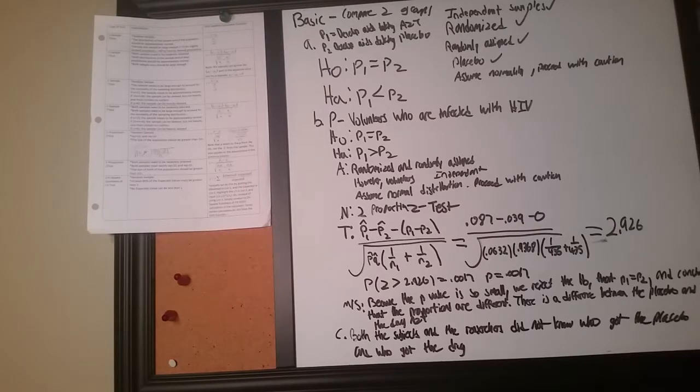Alright, so now that we've got that, C asks us what a double-blind experiment means. So a double-blind means that both the subjects and the researchers did not know who got the placebo and who got the drug. And this is to prevent bias, because if anybody knew, they could potentially alter the experiment in some way. So it is good that this is a double-blind experiment.